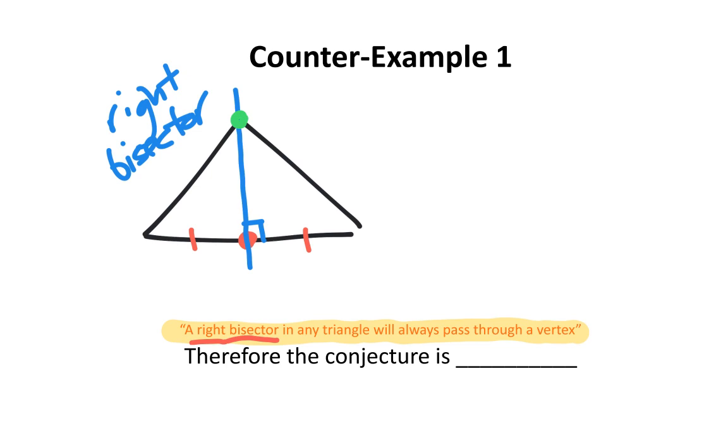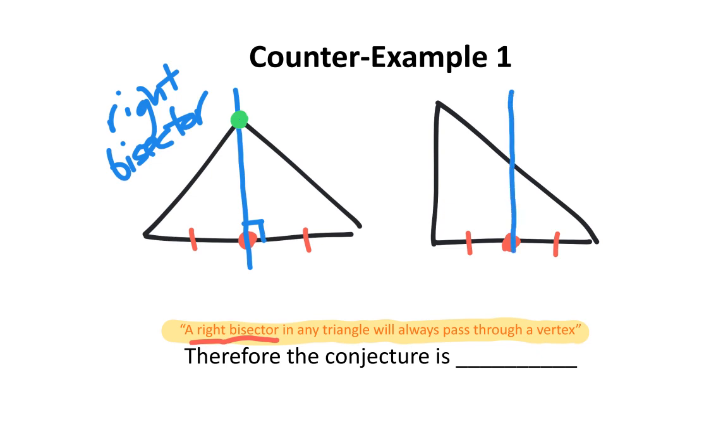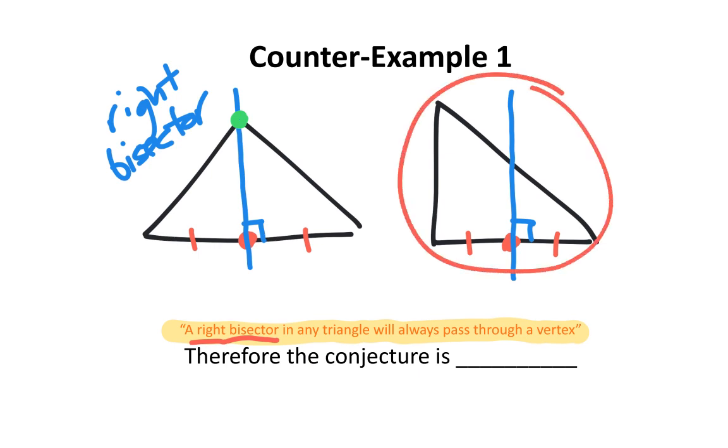I'm going to do the exact same thing in a different triangle. This time, I'm going to use a right triangle. So, a midpoint would be right over there. I'm going to indicate that with these symbols. Next, I'm going to be drawing a line going through the midpoint at a 90-degree angle. As you can clearly see, this right bisector does not pass through a vertex, which makes this a counterexample to that statement.